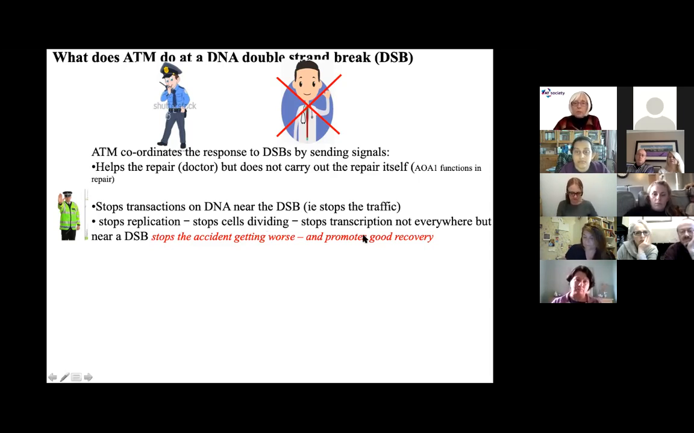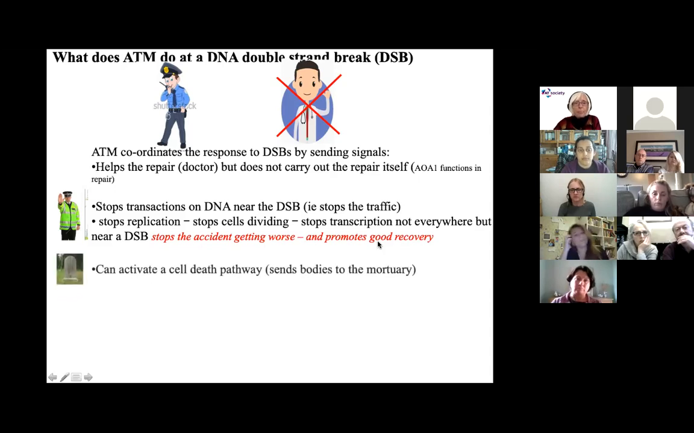It stops transcription, but not everywhere. It's making RNA to make the proteins, and sometimes the proteins it's making might be required to help with the repair. So you don't want to stop everything, but it very cleverly stops transcription right near where there's a break. That's to stop those two machineries coming together. So it stops the accident getting any worse, and it promotes good recovery.